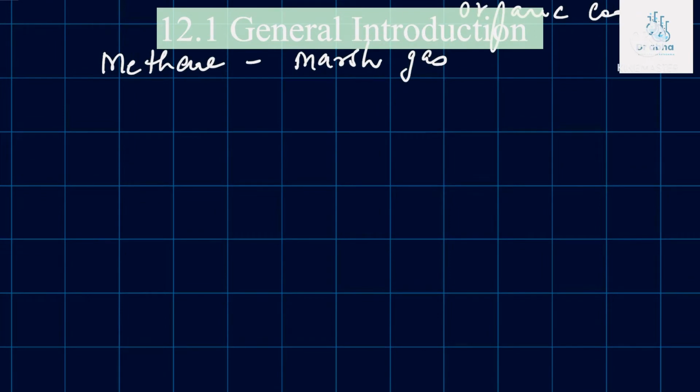So organic compounds are formed from what? Organic compounds are formed by carbon, right? So organic compounds are formed by carbon. So let us see, any idea why carbon?